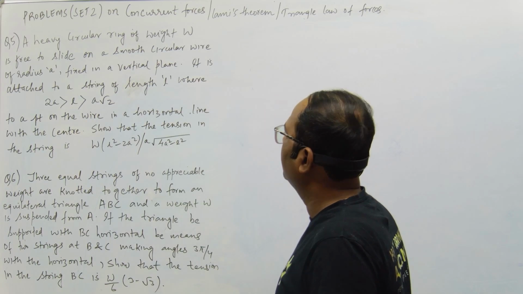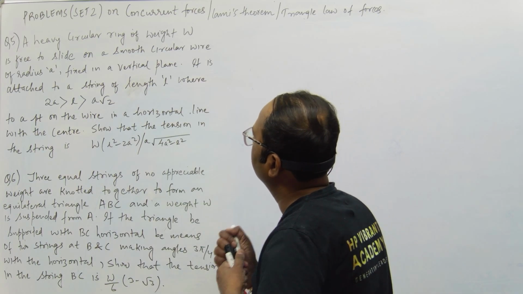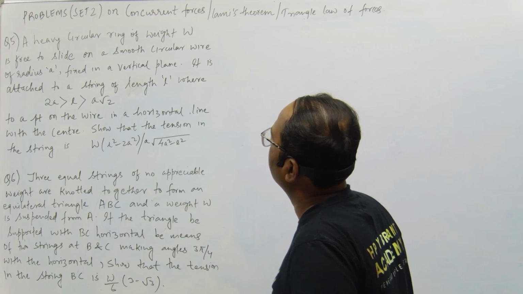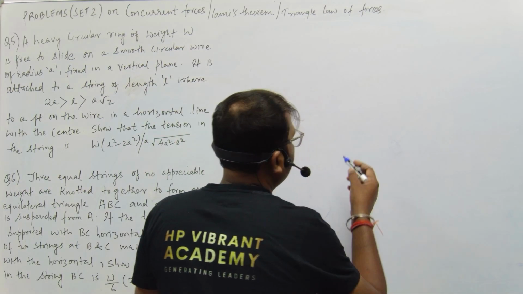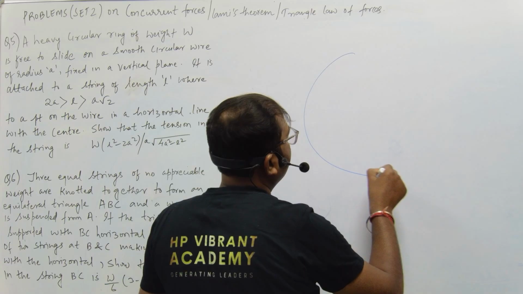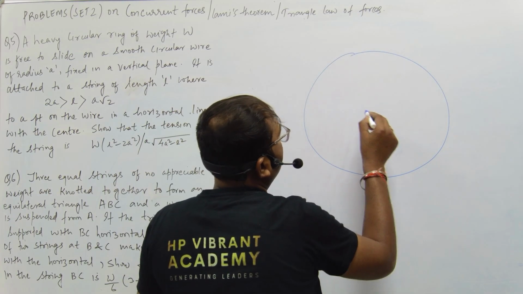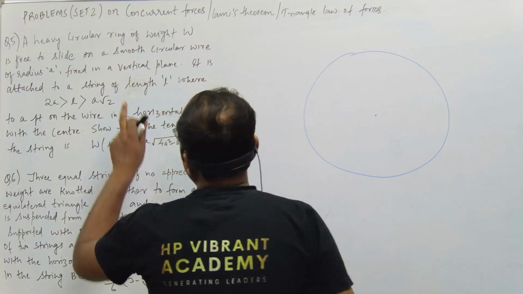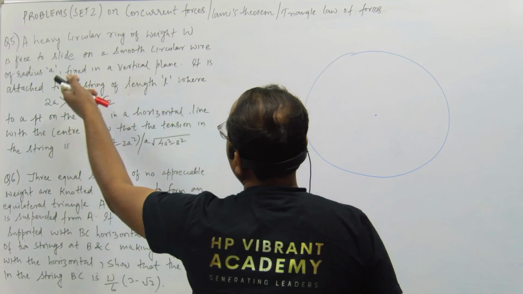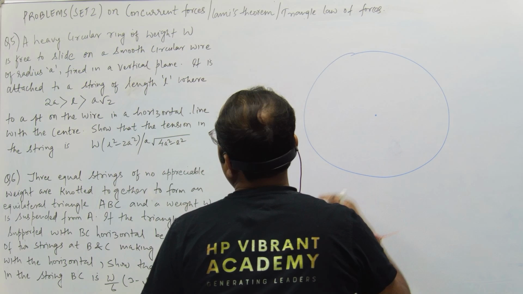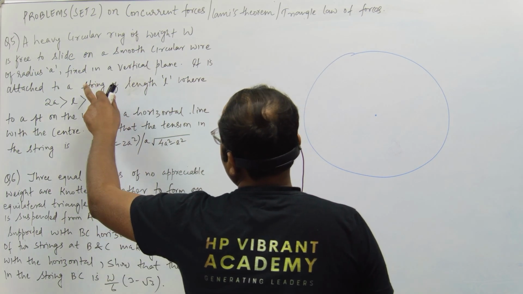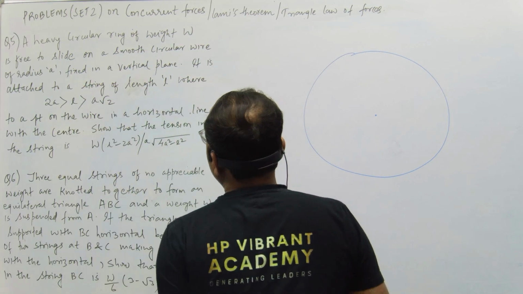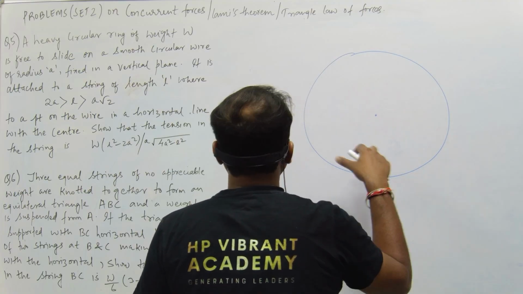We have a heavy circular ring of weight W that is free to slide on a smooth circular wire of radius a. So let us draw a smooth circular wire. We have a smooth circular wire like this, and a heavy circular ring of weight W that is sliding on this circular wire. The circular wire of radius a is fixed in a vertical plane.